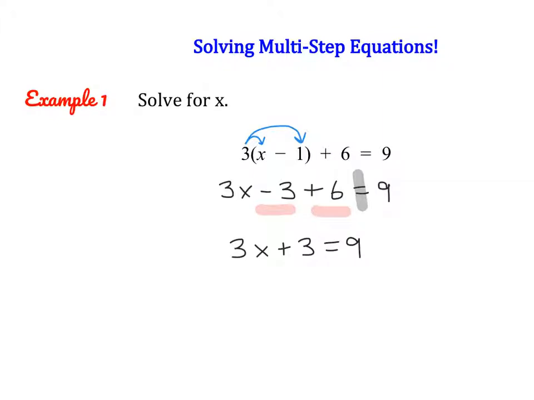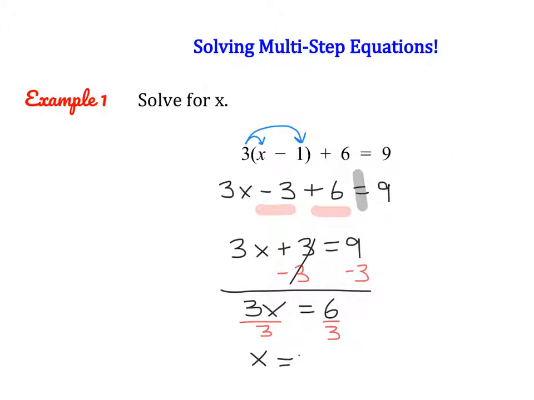Now I'm going to start using my inverse operations. I see a plus 3, so I'm going to subtract 3 from both sides. 3 times x equals 6. And then I see multiplication here, so I'm going to divide by 3 on both sides. And I'm left with 1x equals 2.